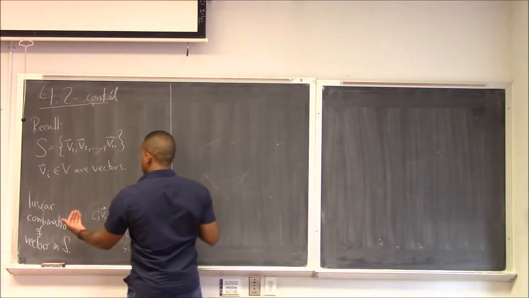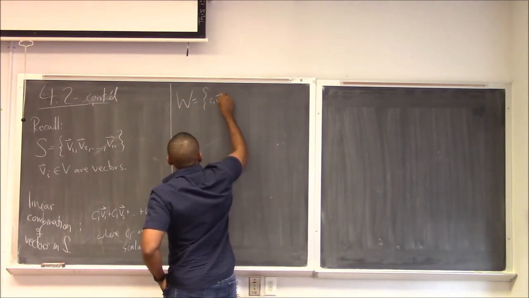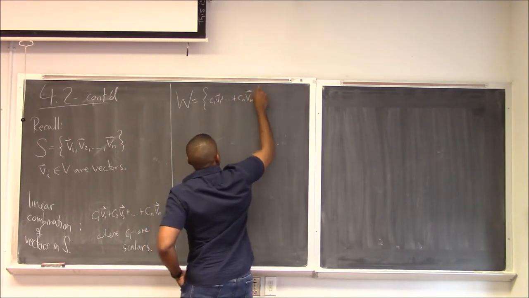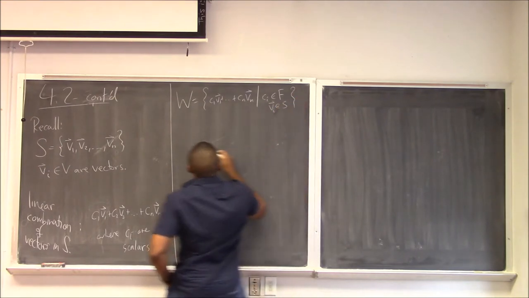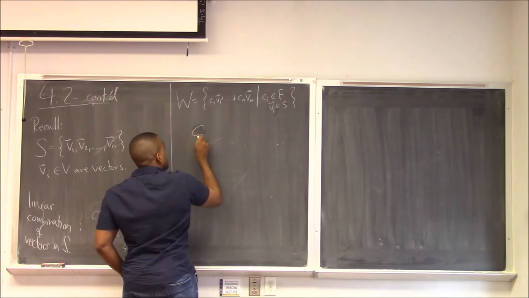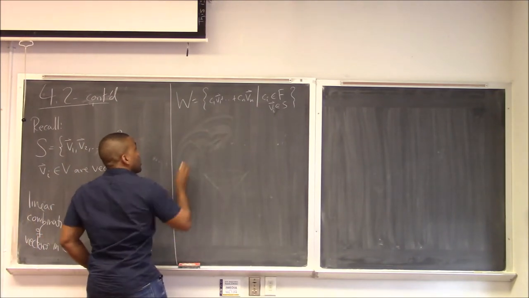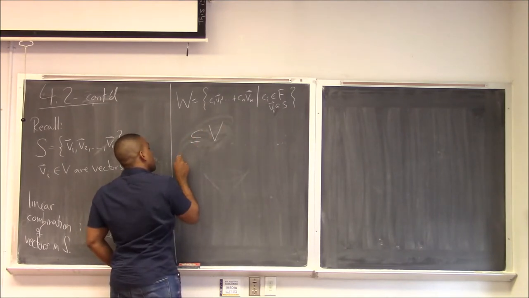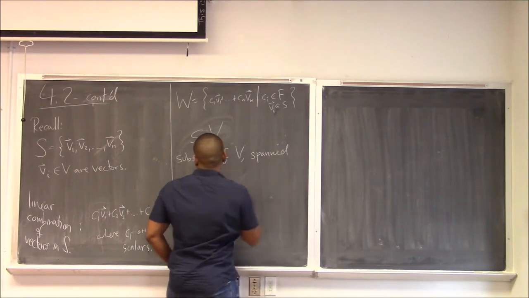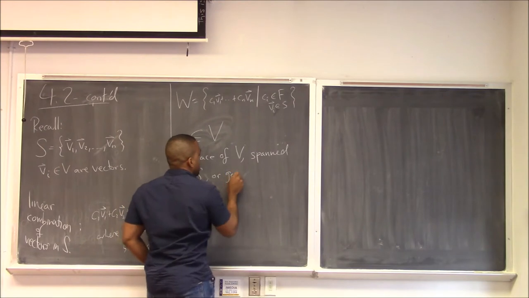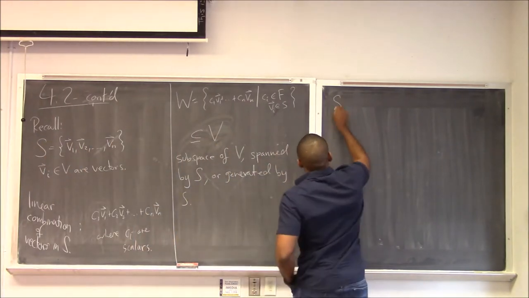So you can have a set of vectors, and we can create what we call linear combinations of the set of vectors. And W, which is the set of all possible linear combinations, where c_i is in the field and v_i is in S, a set of all such things, is a subset of your vector space V, and it's a subspace of V, which we say is spanned by S or generated by S. Which led to the notion of span.